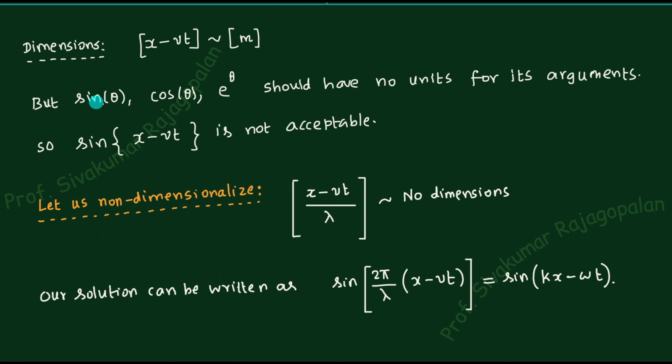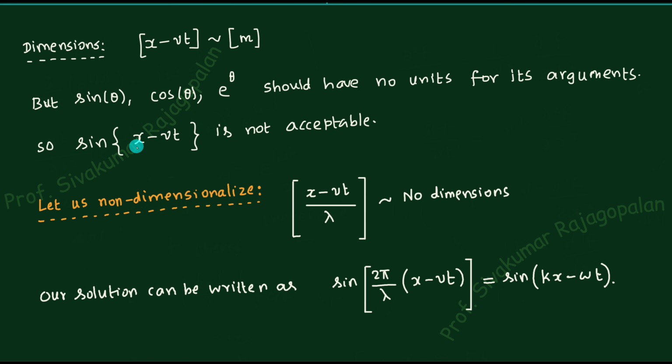But if I have sine of x minus vt, then I will be having sine of 25 meter, and there is no meaning. Meter should not be there. That is where the trouble comes. So our conclusion is that writing down an expression like sine of x minus vt is not acceptable. There is a trouble with the units and dimension if you write down an equation like this. So the question is what to do.